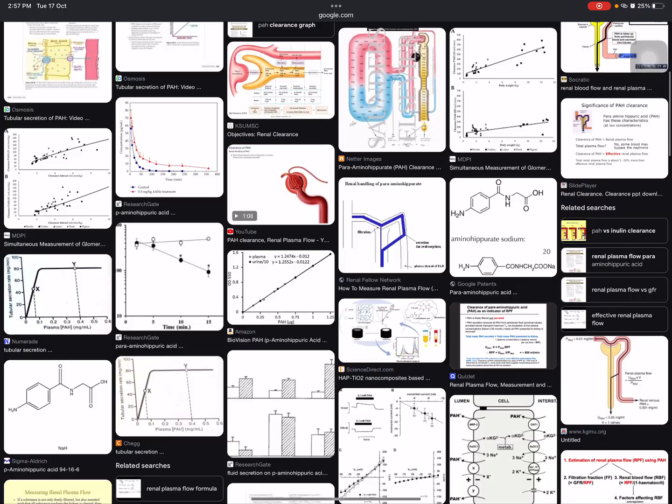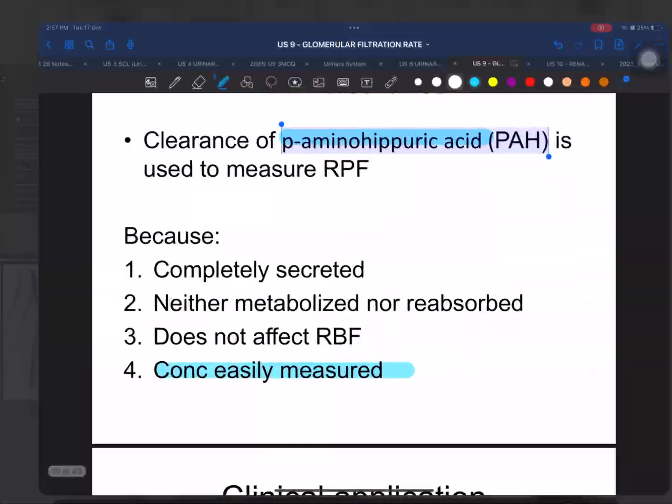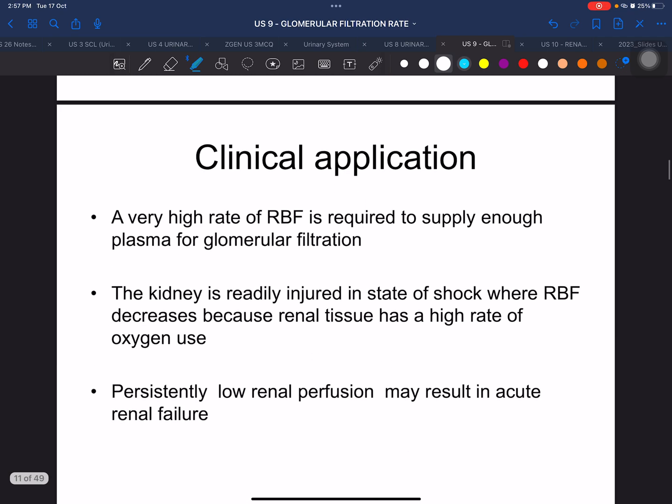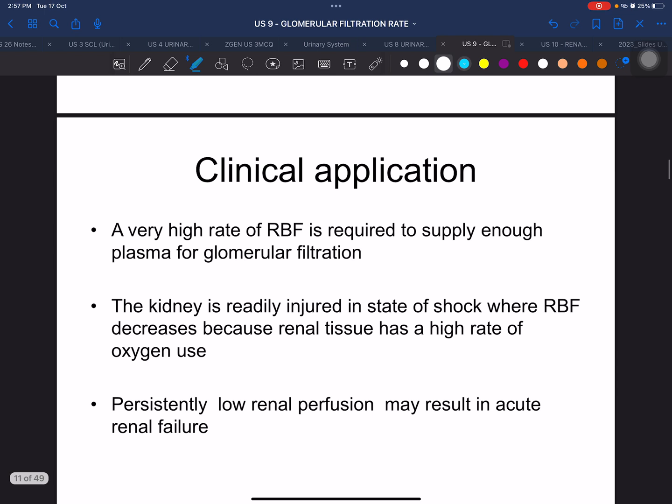Clinical application: a very high rate of renal blood flow is required to supply enough plasma for glomerular filtration. You need high RBF, a high rate for filtration. So the kidney is readily injured in a state of shock, where the RBF decreases, because renal tissue has a high rate of oxygen use. So persistently low renal perfusion may cause acute renal failure.